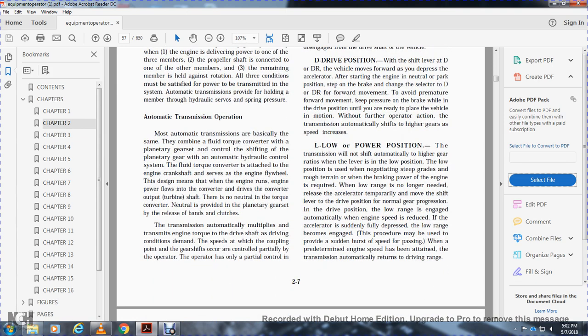Low and power position. The transmission now shifts automatically to high gear with the ratio of the lever lower than the low position. Low position is used when negotiating a steep grade or rough terrain, when the parking power over the engine range is required. Low range is no longer needed when you relieve the accelerator temporarily, move the shift to the left of the drive position.